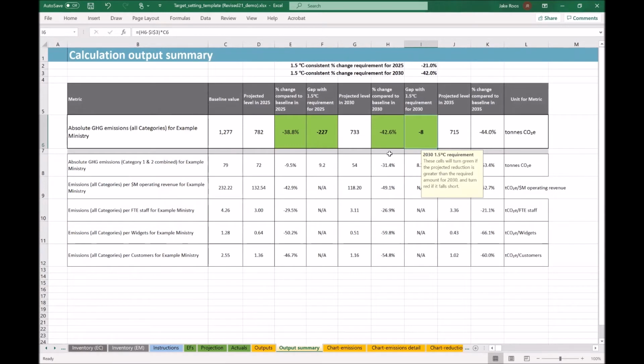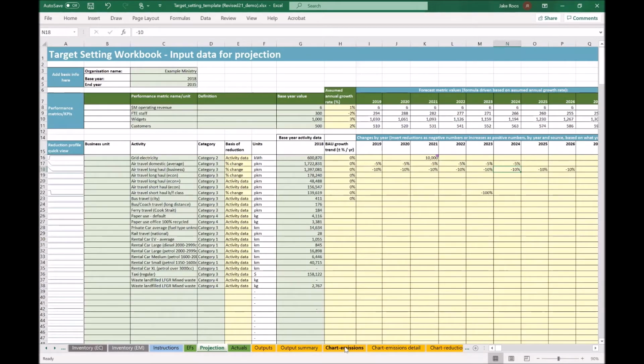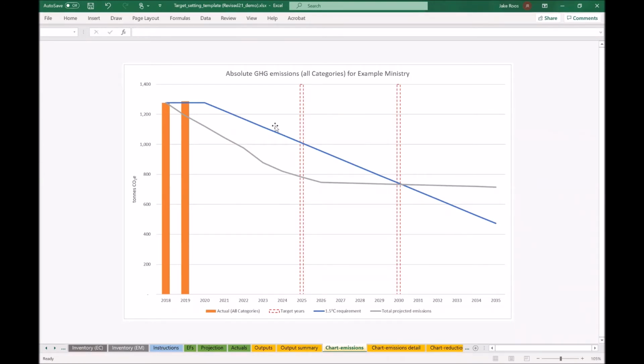The target level, the 1.5 degree consistent level, was -42%, and now we've got -42.6. So what that's telling us is that based on everything we entered here, projected out to the future, it looks like we can meet a level of reduction which is consistent with limiting warming to 1.5 degrees for the 2 target years. After that, things go a bit skew-whiff, but anyway, we'll worry about that another time. So that demonstrates how you can use the tool to assess changes, and if they're going to be impactful enough for you to meet a level of emissions reduction consistent with limiting warming to 1.5 degrees.